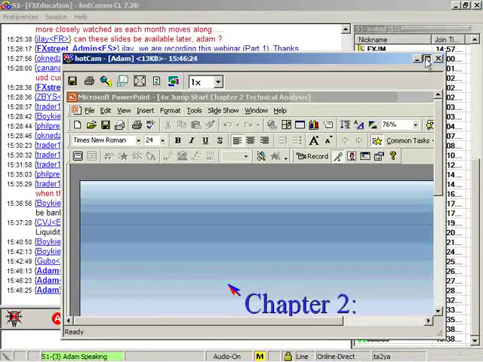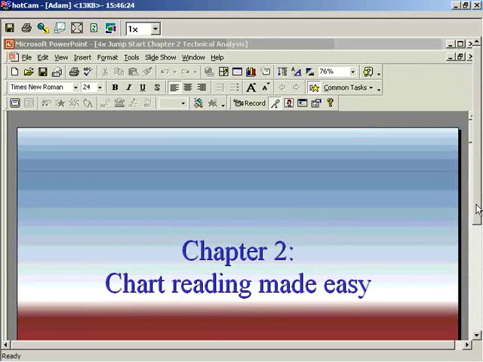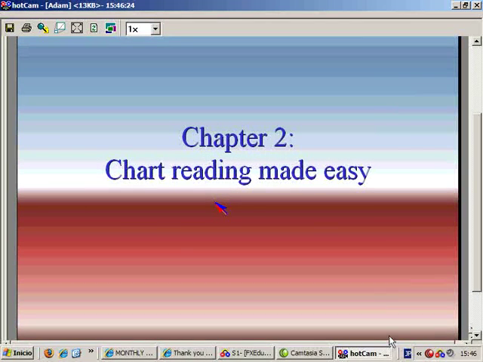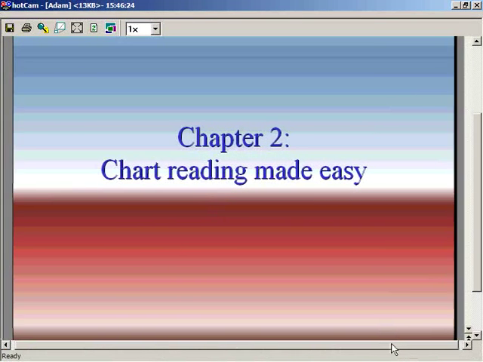Voila. Please let me know if you cannot see this. You should see a slide entitled Chapter 2, Chart Reading Made Easy. We've made this chart reading made very easy. Please let me know if you cannot see this, but you should be okay. Excellent. Thank you very much.